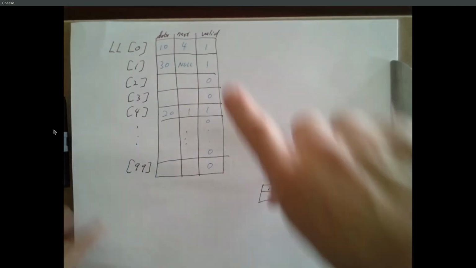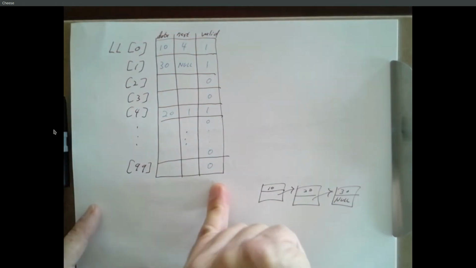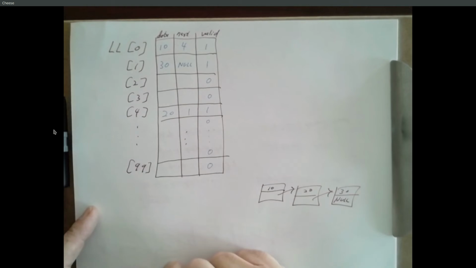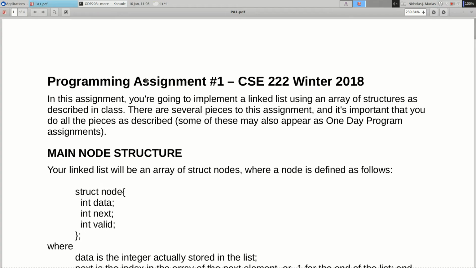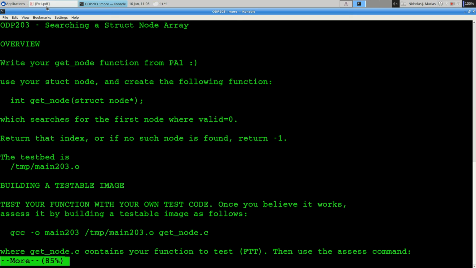Edge case: every single valid flag is set to 1. There are no empty spaces in your array. In that case, getNode should return a -1. It's a flag saying we're out of space. So that's the essence of ODP 203. Search for the first node where valid is 0 and return that index. If there's no such node, return a -1. Does that make sense? Yeah.